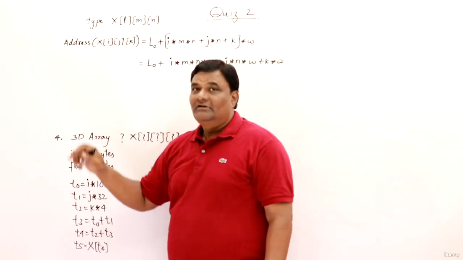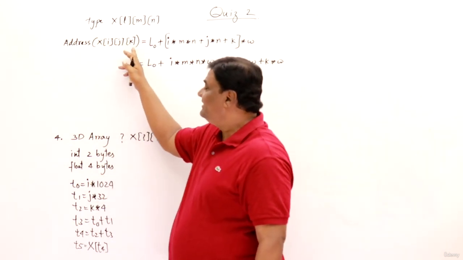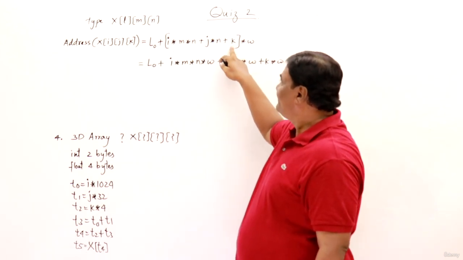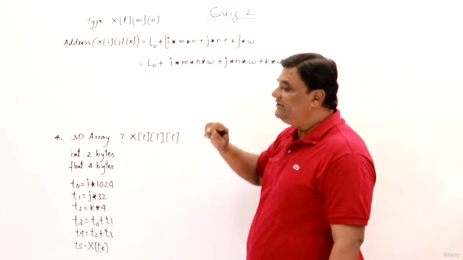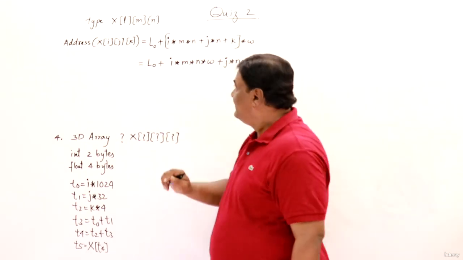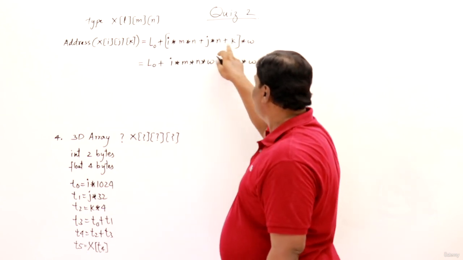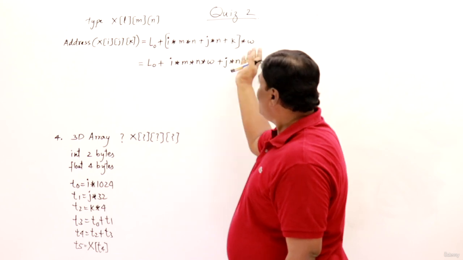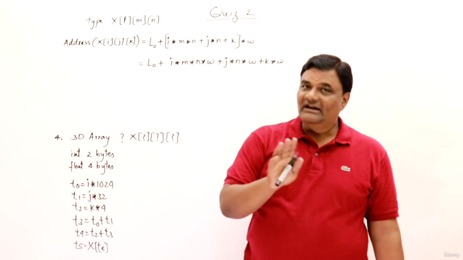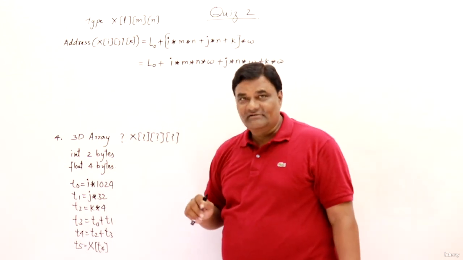Then what is the row major formula for a 3-dimensional array? Address of x of i, j, k is L0 plus i into mn plus j into n plus k, and this entire thing multiplied by w. This is the formula. And in this, one thing to observe is, we have mn, ijk and w. So we don't have L, so yes, we cannot find out L. But we can find out m, n and w. These are the variables that are used here, right?